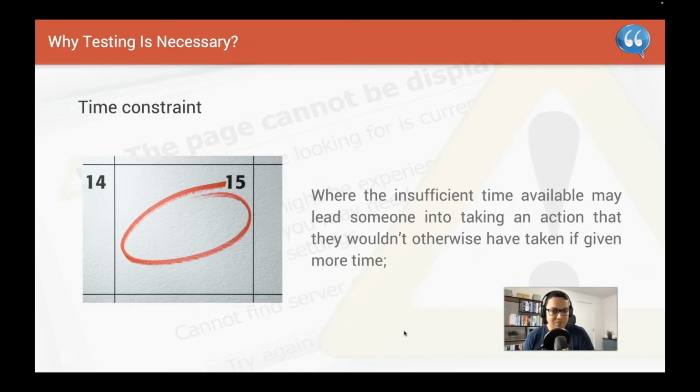Time constraint. This is, I guess, one of the most used words when we're testing. You don't have time. Insufficient time may lead someone to take an action that they wouldn't do otherwise if they were given more time to do it.